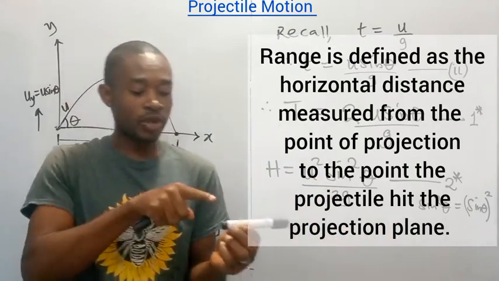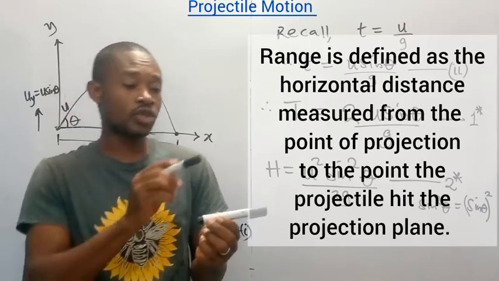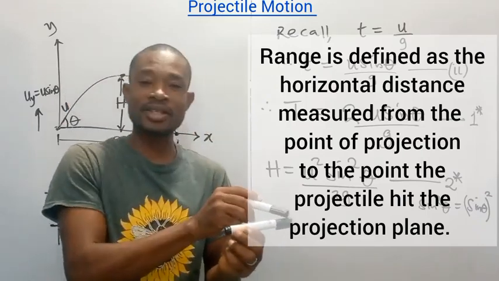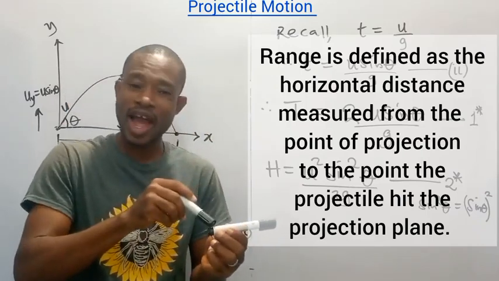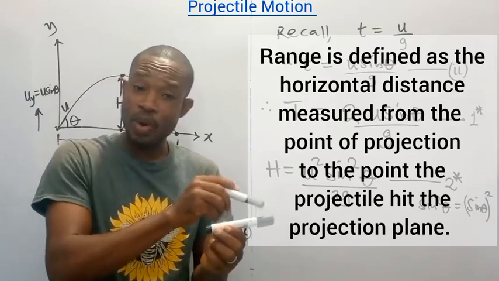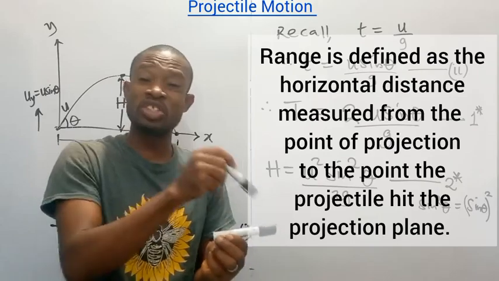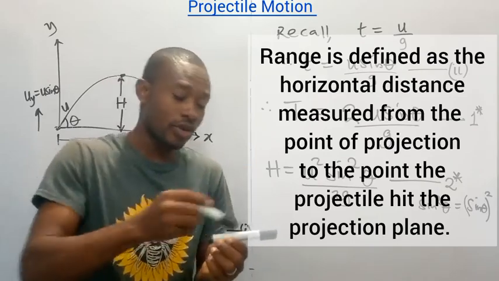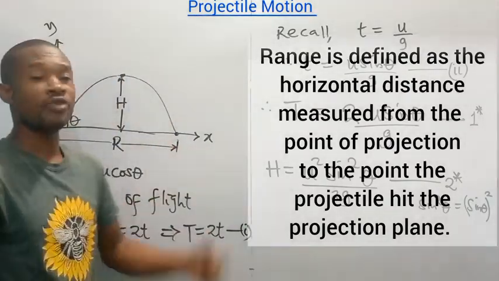So if I release the projectile, say from this point, and it goes this way, are you following, right? Then it lands here. The distance from this point where I release the projectile to the point where the projectile hits the projection plane, that horizontal distance is what we call the what? Range.